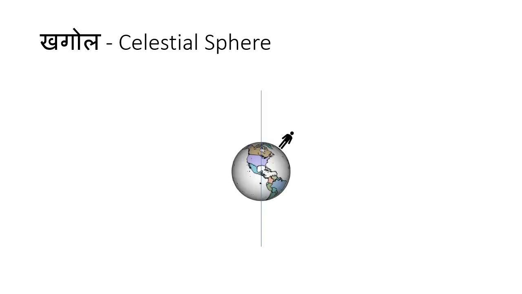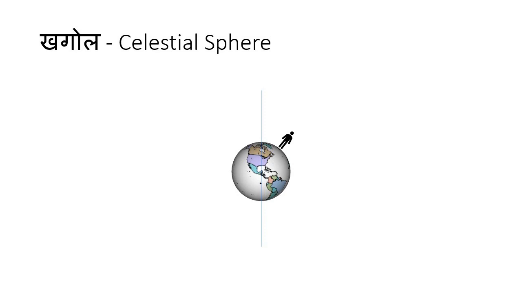So, what is the celestial sphere? You first consider the Earth, which I show here in this slide, and you draw the axis of the Earth's rotation, which I show here as the blue vertical line. Now, suppose there is an observer somewhere on the 40-degree latitude.